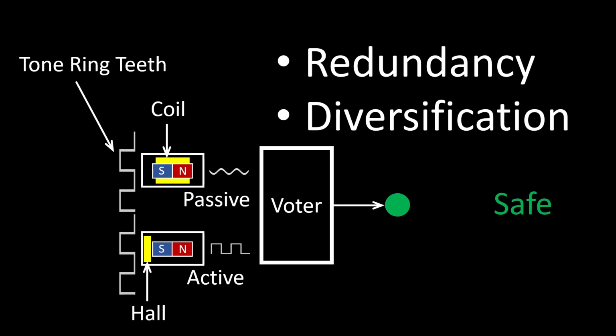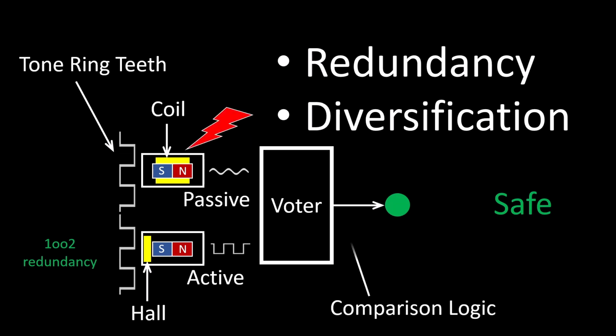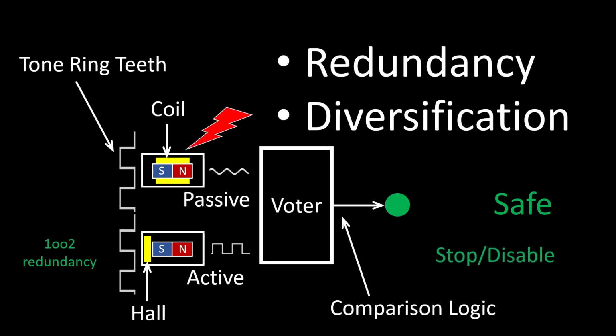In safety engineering, 1 out of 2 redundancy is a classic starting point. You have two sensors monitoring the same thing. If they agree, everything is fine. But if they disagree, the system assumes something is wrong and immediately shuts down. This is perfect for fail-safe systems.